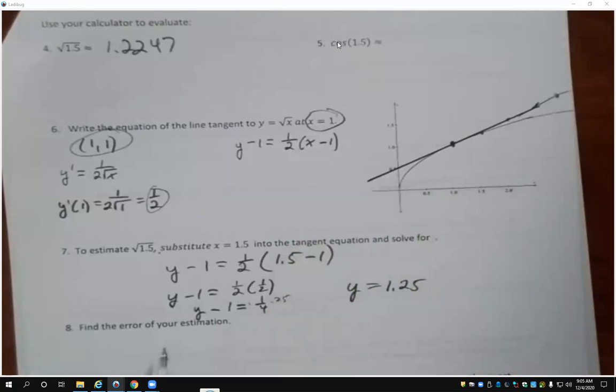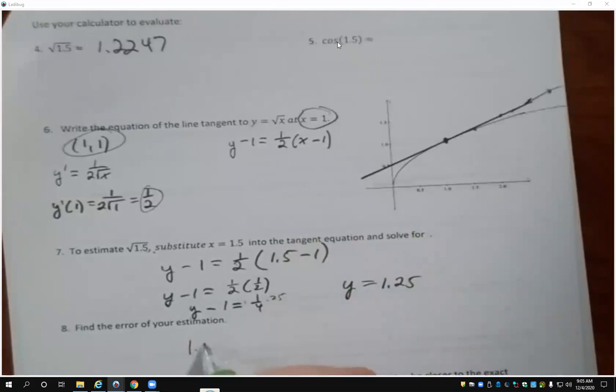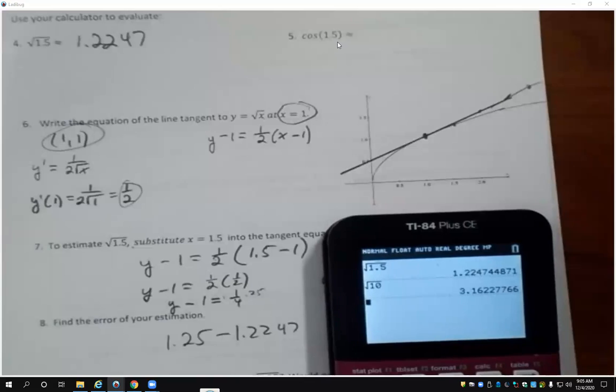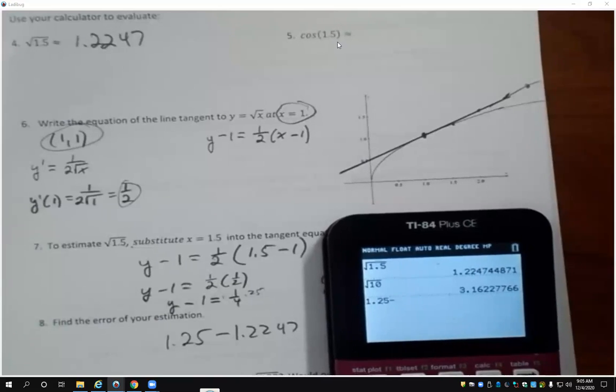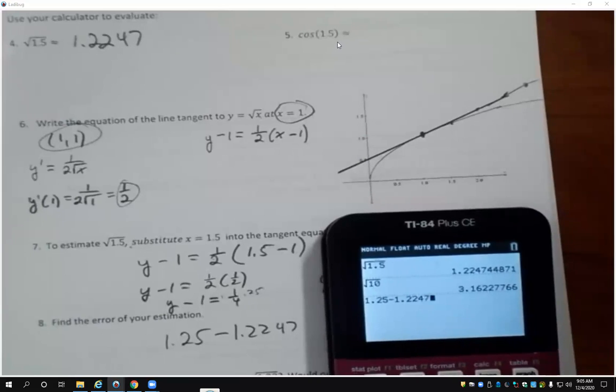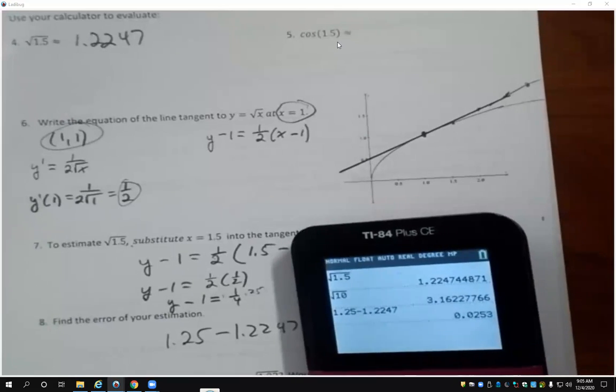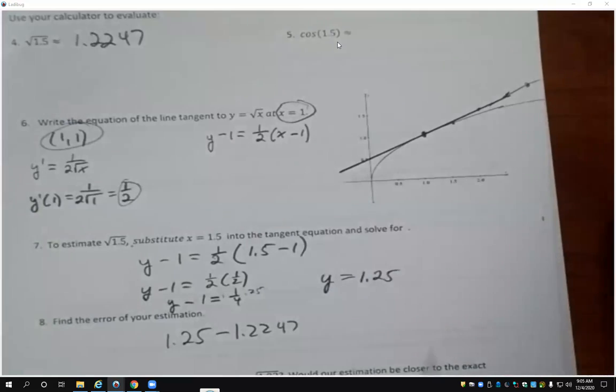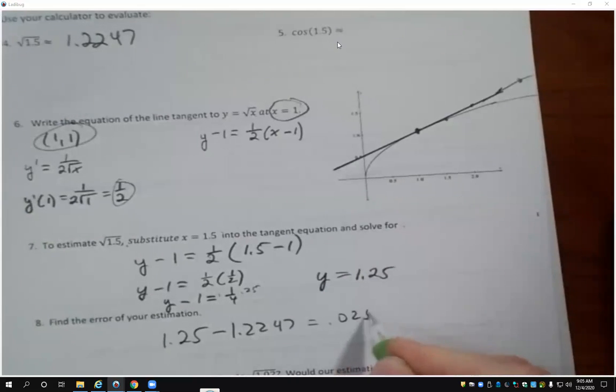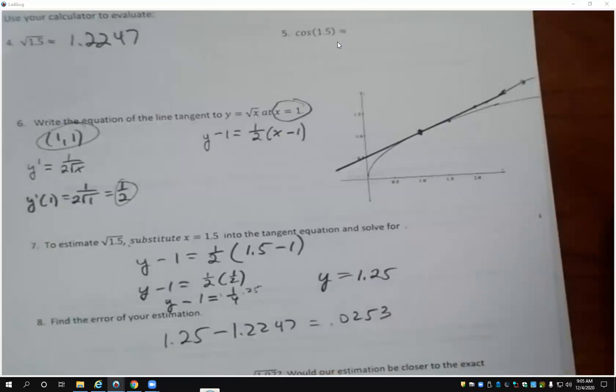Okay, number 8 here is just saying find the error of your estimation. So you're going to take your 1.25 and subtract the actual 1.2247, right? I'm just going to use my calculator for that. 1.25 minus 1.2247. And remember, 1.2247 is rounded, and I got 0.0253. Okay. Like I said, not bad, not great, but it all depends on how accurate you're trying to be.